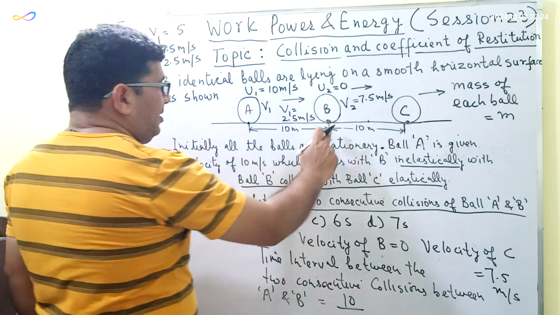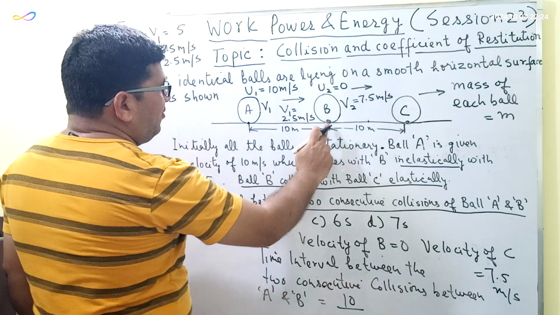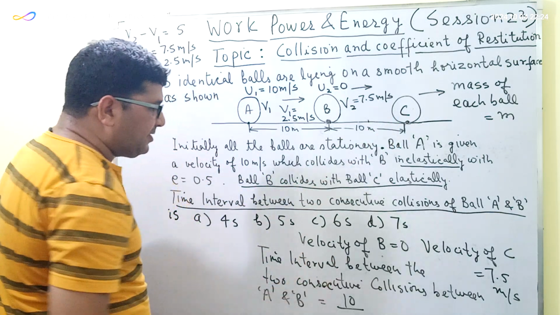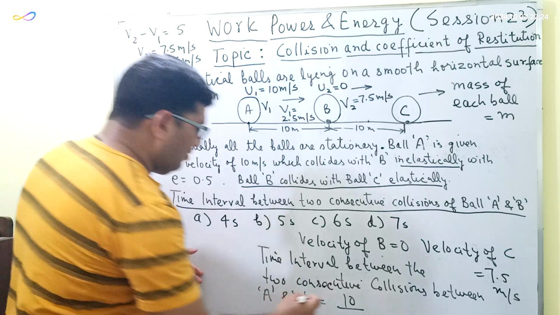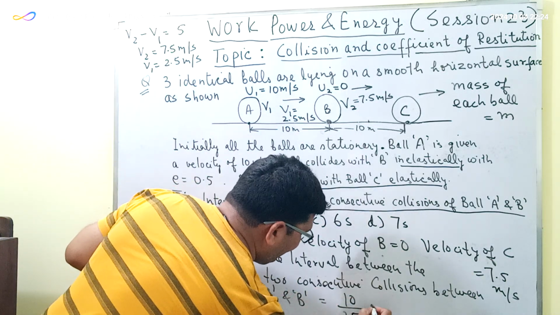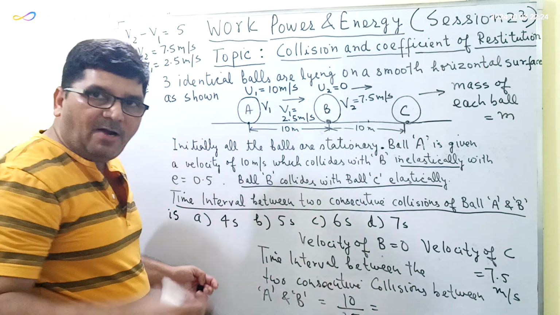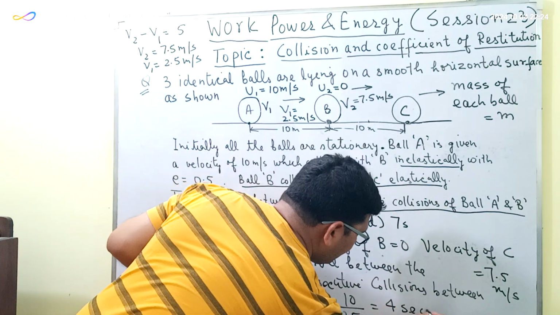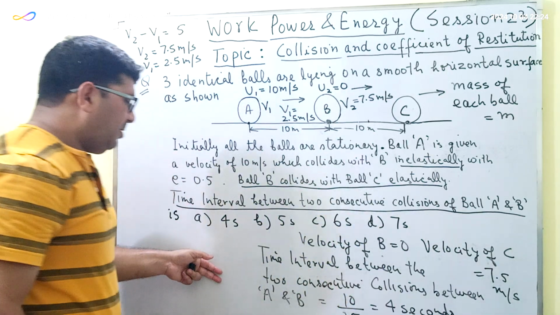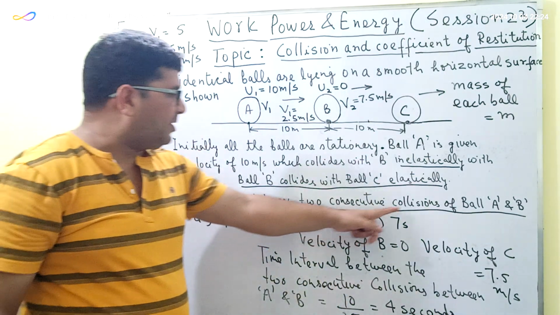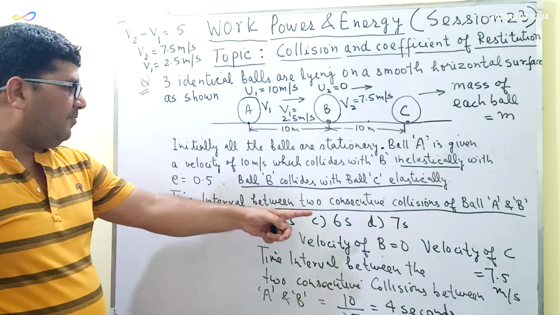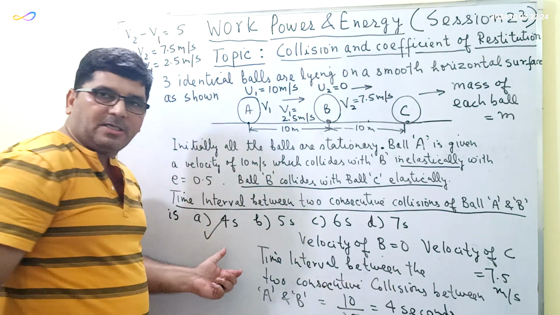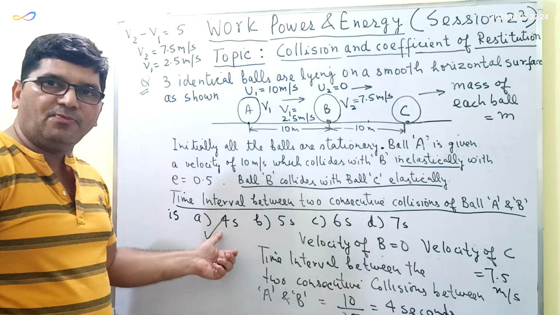So now this ball A will collide again with the ball B, and the time interval between the two consecutive collisions between the ball A and B will be equal to 10 divided by 2.5, where 2.5 is the velocity of the ball A after the collision. So this is equal to 4 seconds. Okay? So the time interval between the two consecutive collisions of the ball A and B is 4 seconds. That is, the correct answer is alternative A, which is equal to 4 seconds.